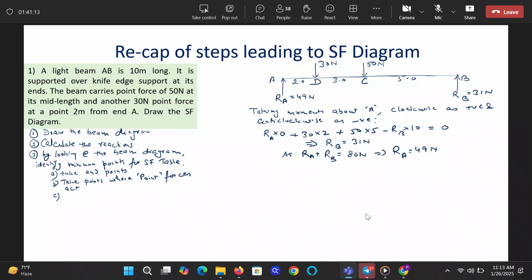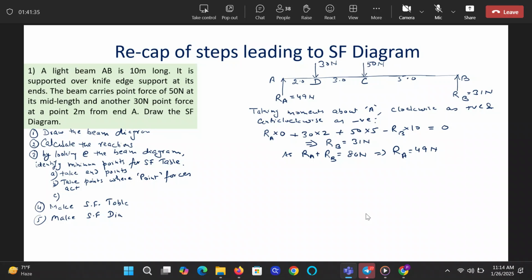Now, next point will be fourth. Make SF table. And from the SF table, make SF diagram. Okay. Now, guys, I'll make the table with you.